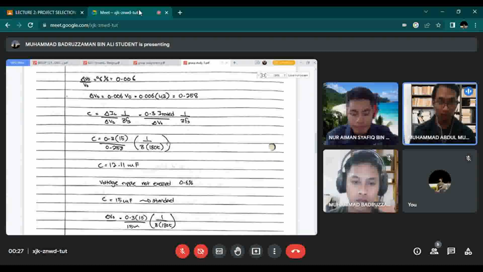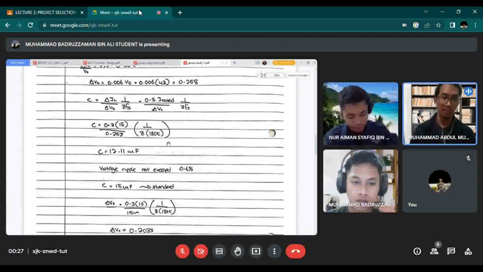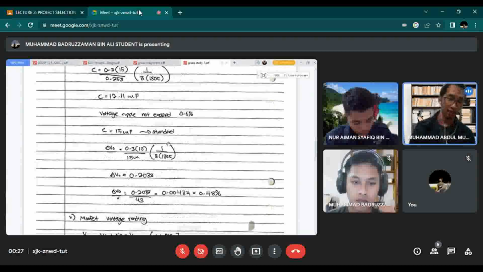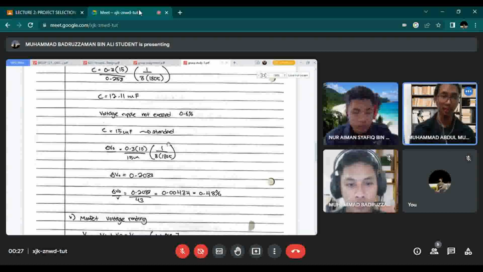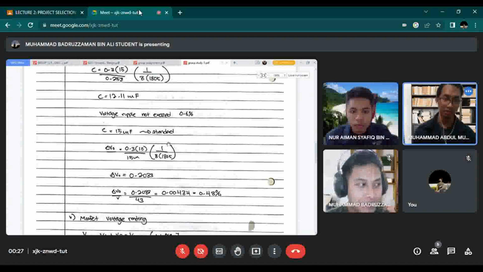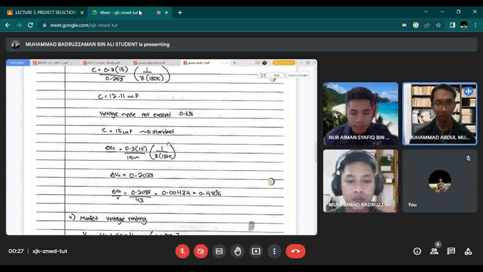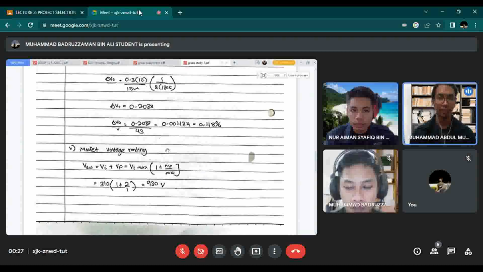So as we know, the voltage ripple does not exceed 0.6%. As for the standard value, from the table in the slide, we get the capacitor equal to 15 microfarad. And the next delta voltage output, we get 0.2083. And lastly, the percentage of the voltage ripple, we get after 0.2083 divided by 43, is 0.48%.